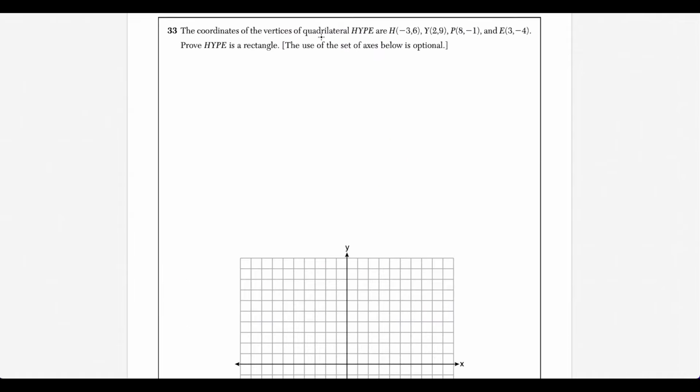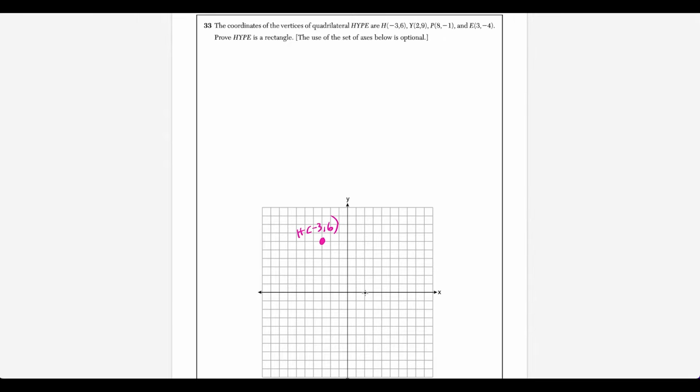Question 33, we want to prove that this quadrilateral is a rectangle. So the first thing we could do is graph this. Now, drawing this is not a part of your grade, but I highly recommend doing it because it helps you come up with the strategy for proving that this is a rectangle.